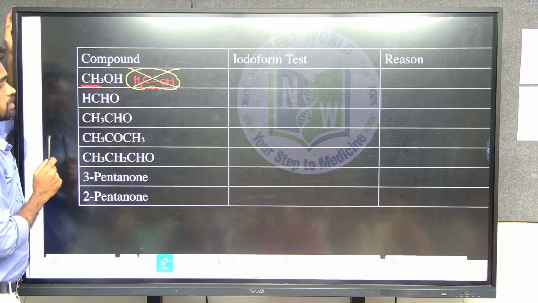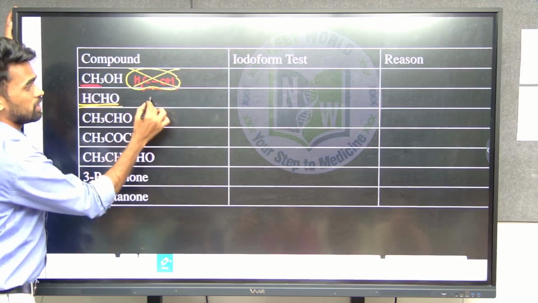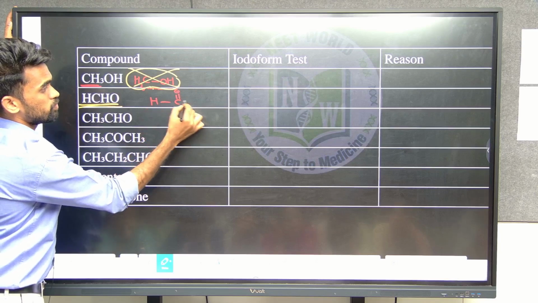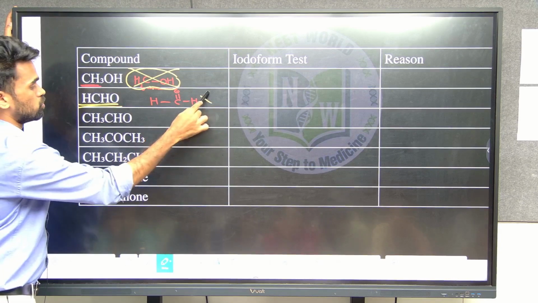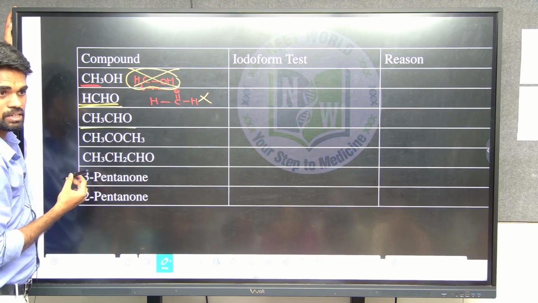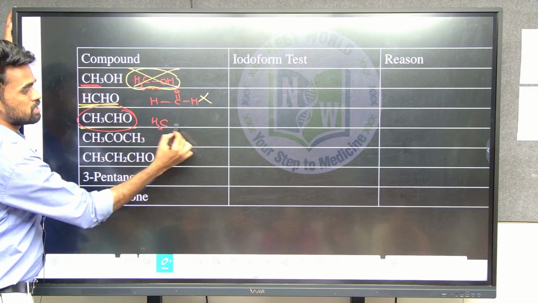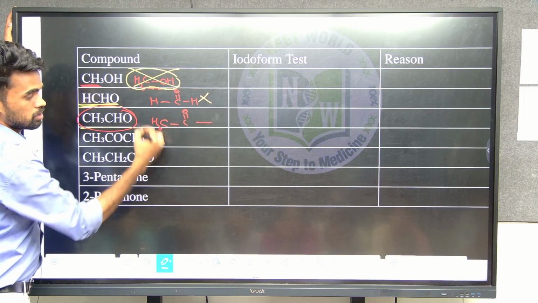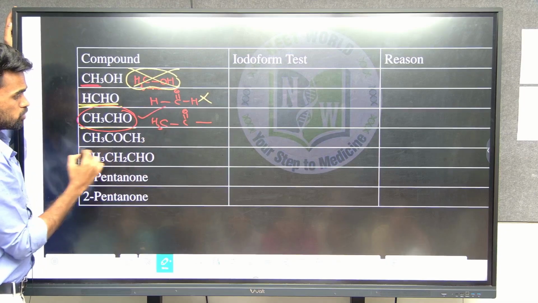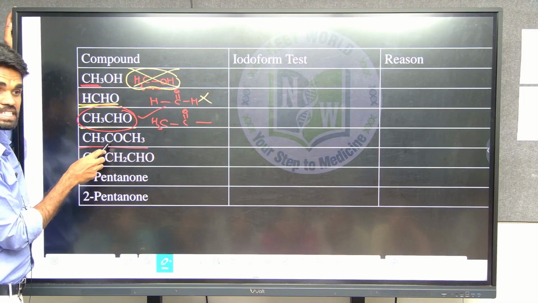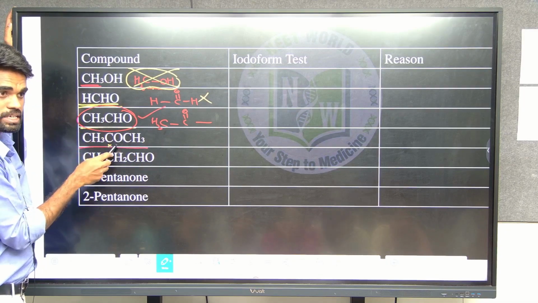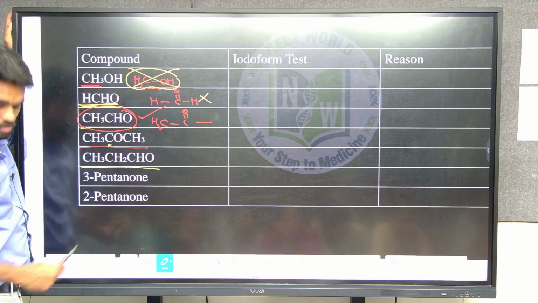Next, formaldehyde I have mentioned. Will it show? Do we have any methyl group? No, it won't show. What about this acetaldehyde? This compound is called acetaldehyde. So do they have this fragment or not? So it will show. What about this one? This is called acetone. This is acetaldehyde, this is acetone.